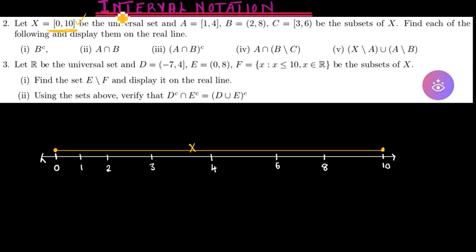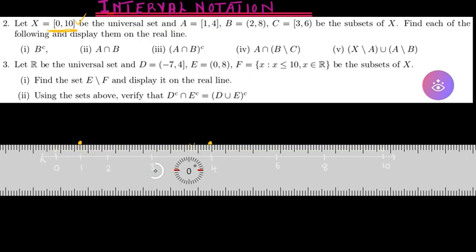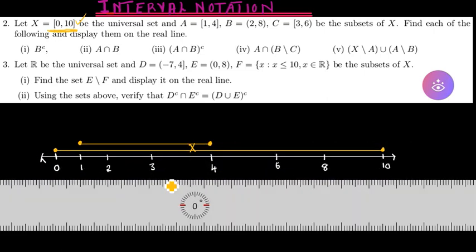Now we get to A. A is simply some set from 1 to 4, but both 1 and 4 are included. So I'm going to put a closed circle here at 4. Then I'm also going to put a closed circle at 1 like that. Of course, I'm going to get my rule and draw my line like that. And of course, I can name this particular set as A.